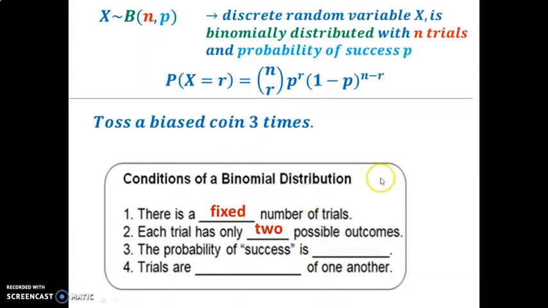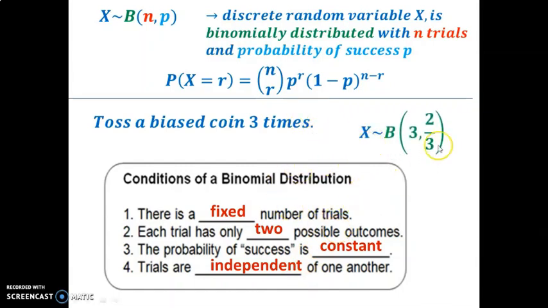Great. Next, the probability of success is constant. In our biased coin case, the probability of success was 2/3, and that remained the same for every trial, so it's constant. Perfect. And number 4, trials are independent of one another. That means the probability does not depend on what happened before, and it doesn't. It was constant throughout. Perfect. So our situation is definitely a binomial distribution. Therefore, we would write it like this. Our random variable X, which means all the possible outcomes for how many heads we got, is binomially distributed with 3 trials, 3 coin tosses, and the probability of success was 2 out of 3. Great, that's how we would write that.